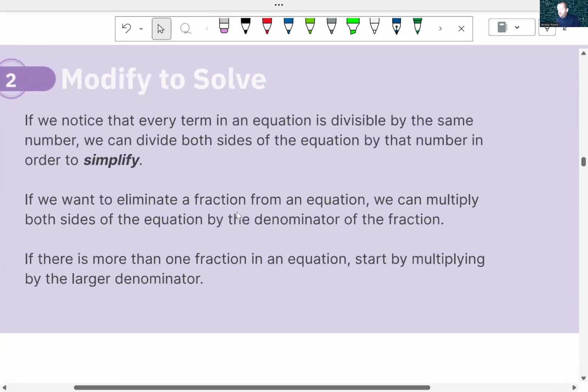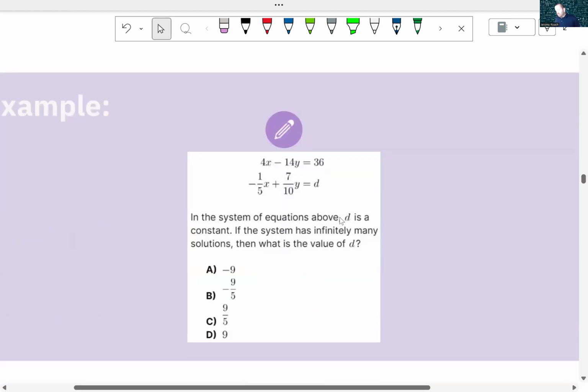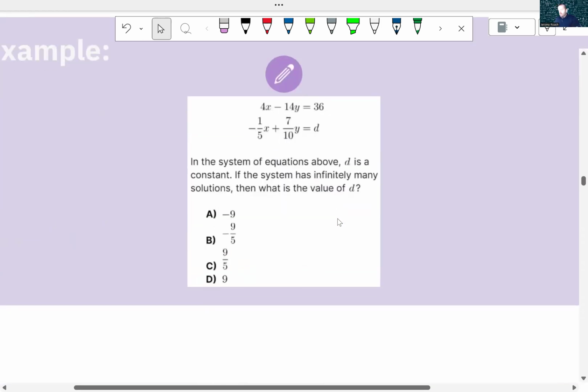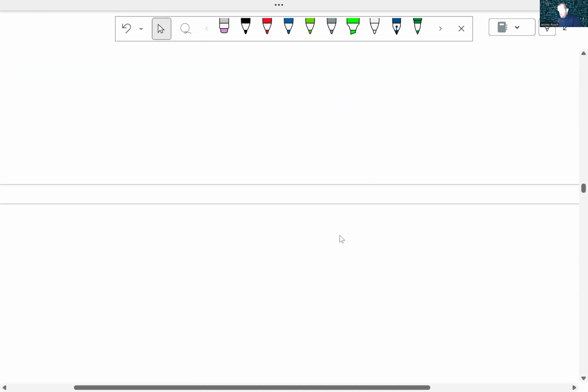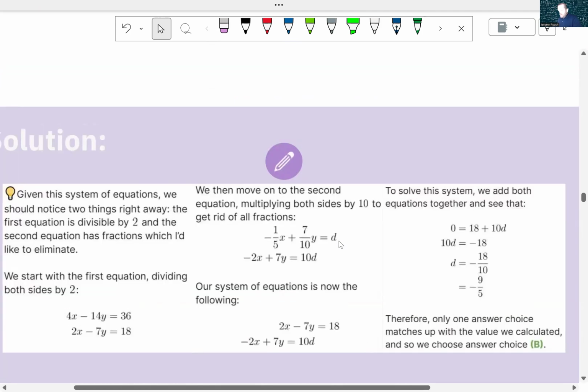Modify and solve. So sometimes we want to eliminate a fraction. We can multiply both sides by the denominator of the fraction. We did that in the last problem. But let's look at an example. So here we have a system of equations. It says D is a constant, and if it has infinitely many solutions, what's the value of D? Infinitely many solutions means that the equations equal each other.